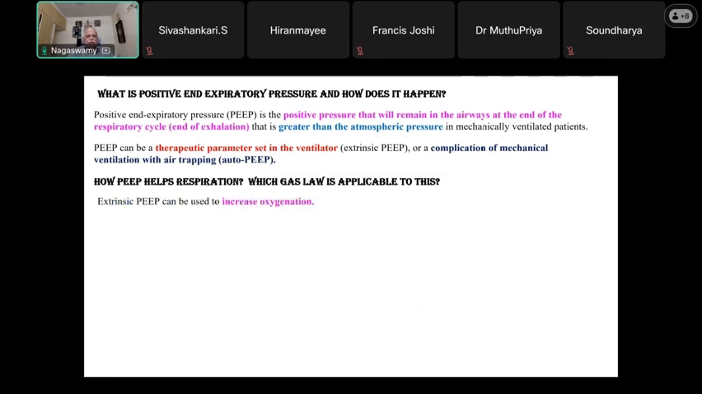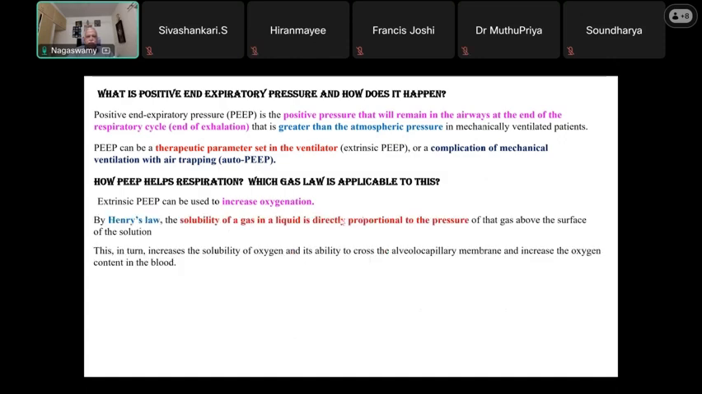It's Henry's law. Okay, extrinsic PEEP can be used to increase oxygenation. Henry's law is that the solubility of a gas in a liquid is directly proportional to the pressure. Where else is this Henry's law applicable? To calculate the oxygen content in blood. Dissolved oxygen we calculate by using Henry's law. Where else in practical application?